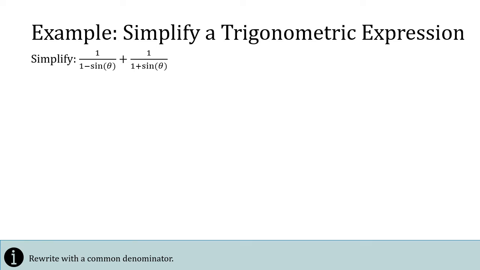What we have are two fractions, right? We're being asked to take the first fraction and add it to the second fraction, and those denominators are not the same. So we can't do anything with this until we find that common denominator.